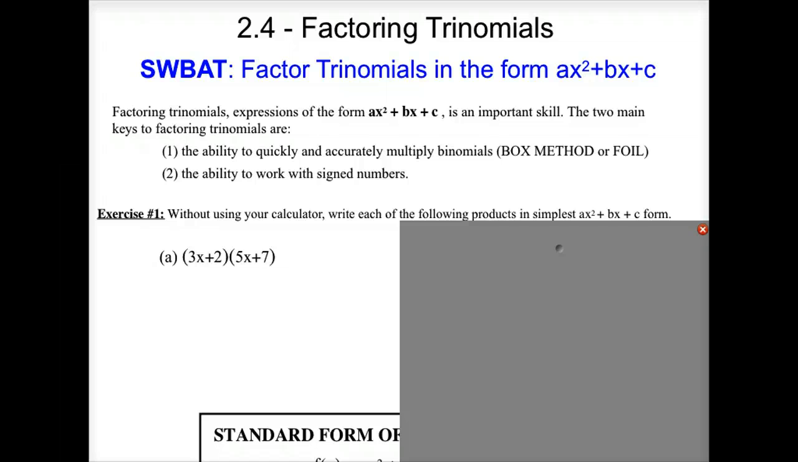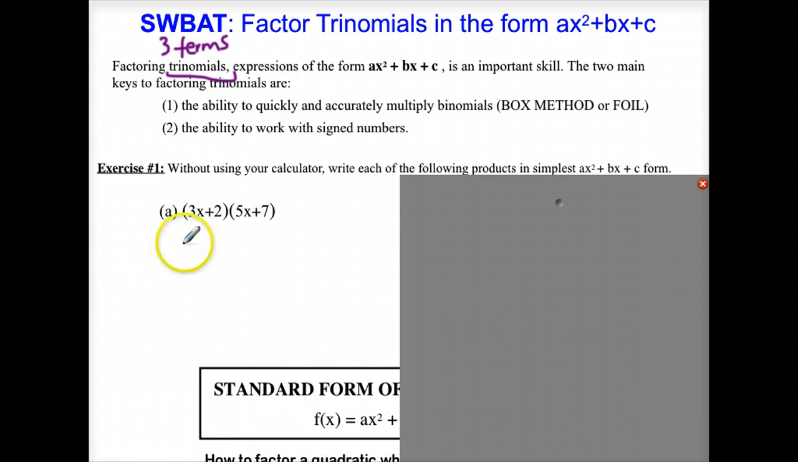When factoring trinomials, and again, trinomials here mean that it is three terms, there are two important skills that we need to remember. The ability to multiply binomials by the box method or FOIL, and the ability to work with signed numbers. Signed numbers meaning my positives and negatives. So, exercise 1, I really want to review really quick how do we multiply these binomials. So I'm going to use the box method, which we talked about earlier.